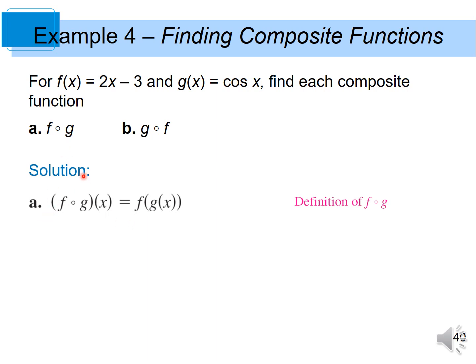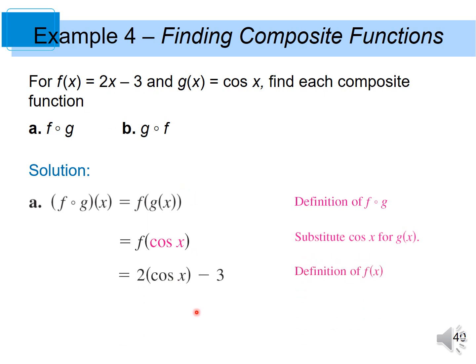First, f(g(x)). As I said, for the composite function f(g(x)), you should perform the g(x) function first. So you replace g(x) by cos x, and then you substitute the cos x into the f(x) function. So we will have 2 cos x minus 3. And you simplify. So this is the result.